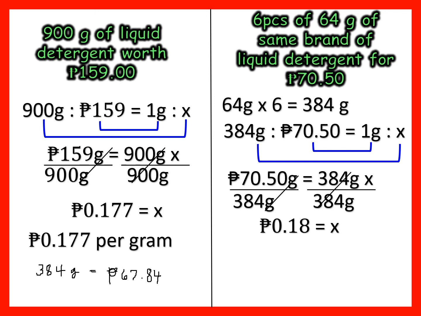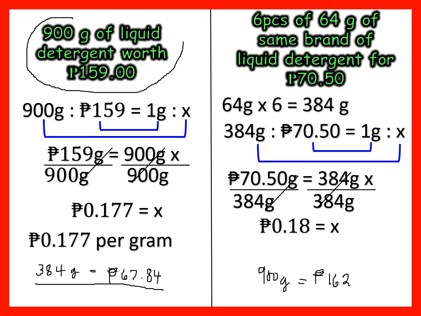Okay, now using this one, 0.18, let's multiply it by 900 grams. So how much is that? So it's 162. So for 900 grams, this is 162 pesos. Okay, so if we compare, this one is cheaper. So therefore, 900 grams of liquid detergent worth 159 pesos has a better value compared to this one.